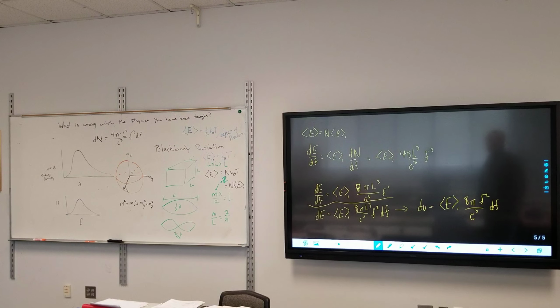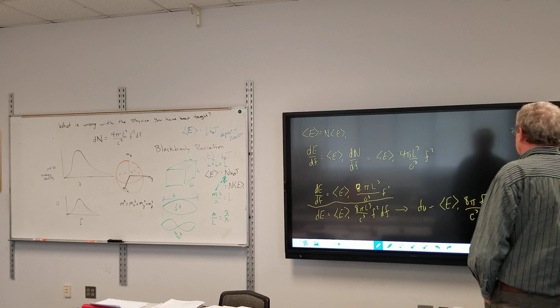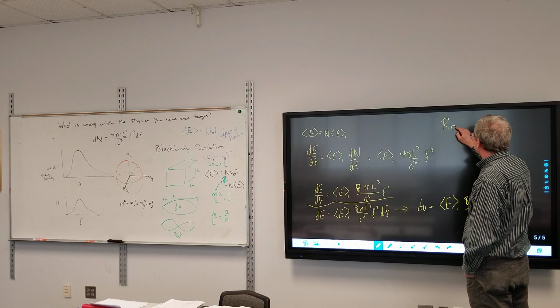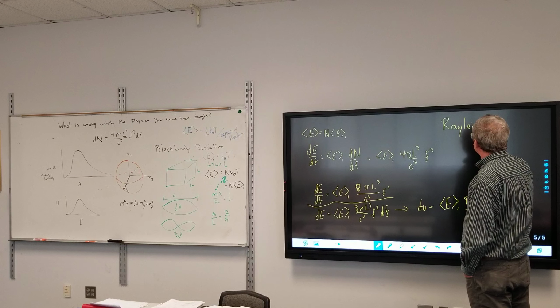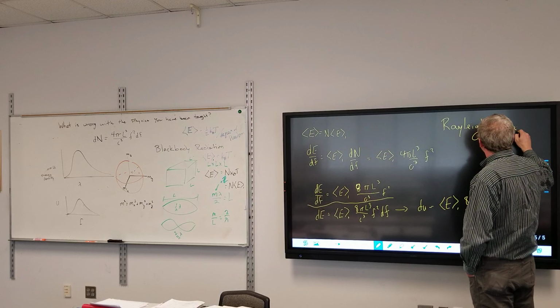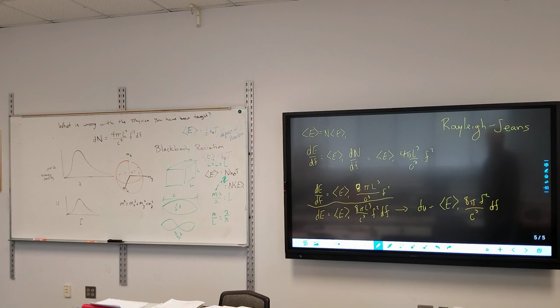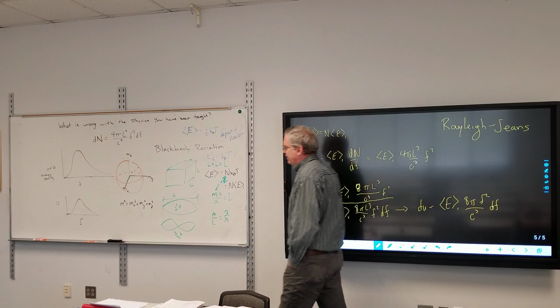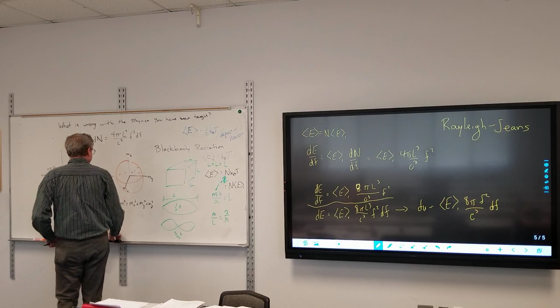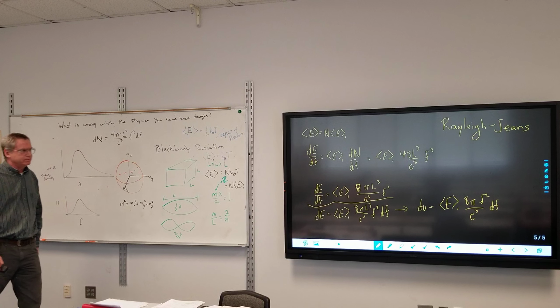This was a prediction made by Rayleigh and Jeans, two different people: Lord Rayleigh and James Jeans. I'm assuming it's pronounced Jeans, as opposed to something like that. They're both British. So if we look at that, if I want to figure out what is the energy density over an entire spectrum, well, we can just integrate.